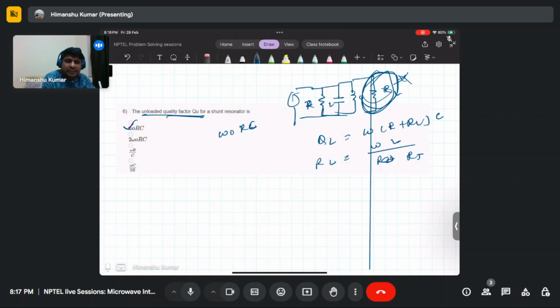Suppose you design a resonator, you want to extract some energy out of this, or you want to excite a resonator, that also causes this loading. So basically the loading means you are connecting a resistor across the resonator. There will be a drop in the quality factor if you load the resonator. But here only unloaded quality factors are there, so that means there is no load connected in this quality factor calculation. Is that clear?